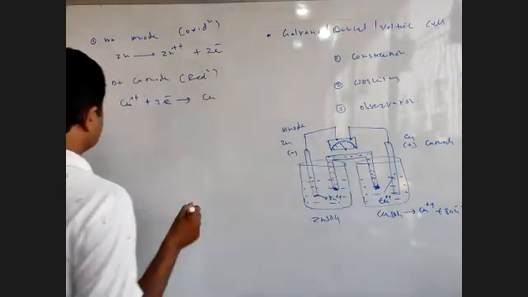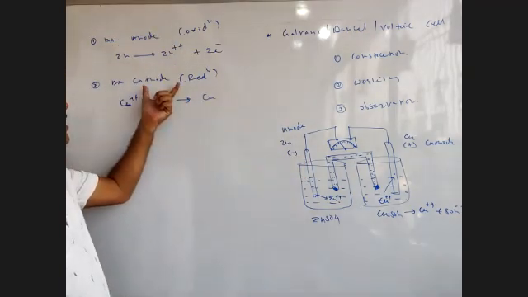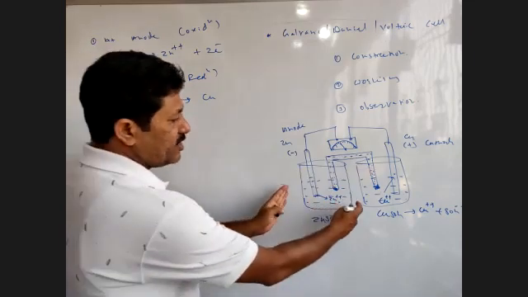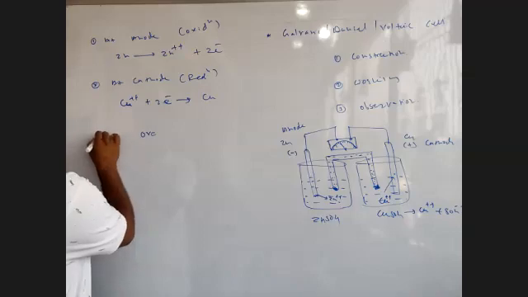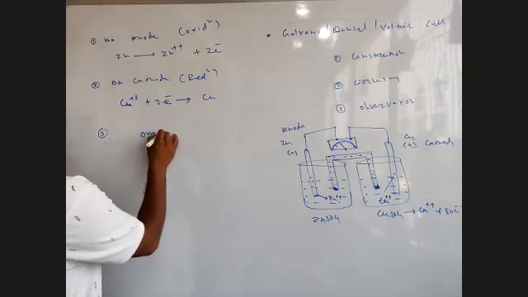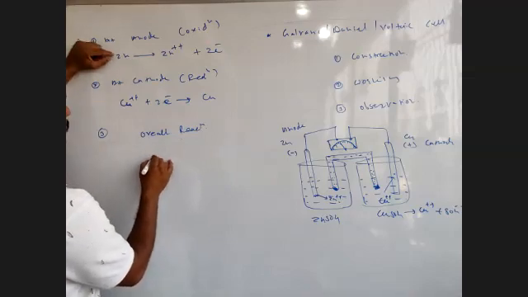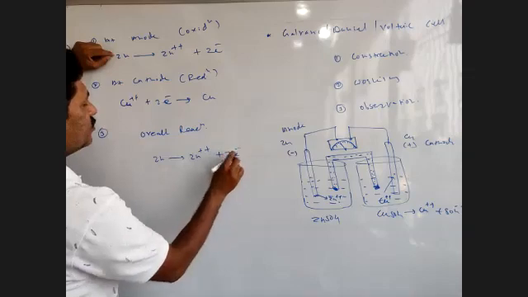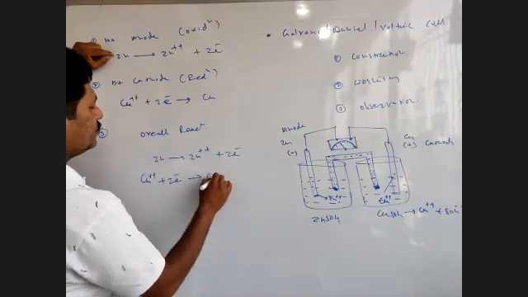And the overall reaction: this is the oxidation half reaction at this electrode, and this is the reduction half reaction at the other side. This electrode is called a half cell, and this is called another half cell. And the overall reaction is the third part. Overall reaction कैसा होगा? Zn gives you Zn++ plus 2 electrons here. Cu++ receives 2 electrons to produce Cu.